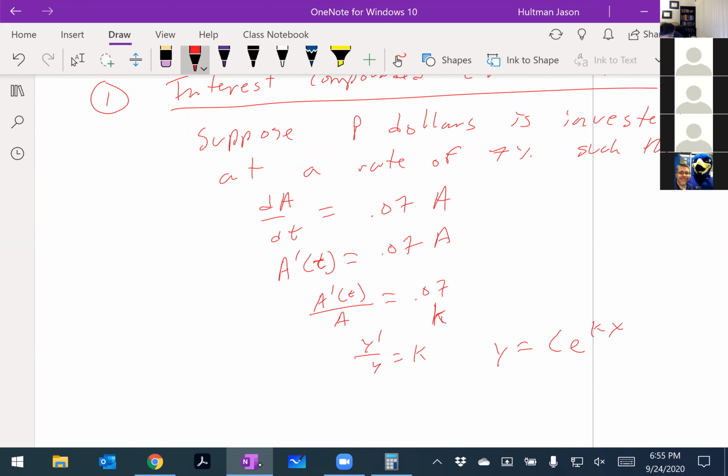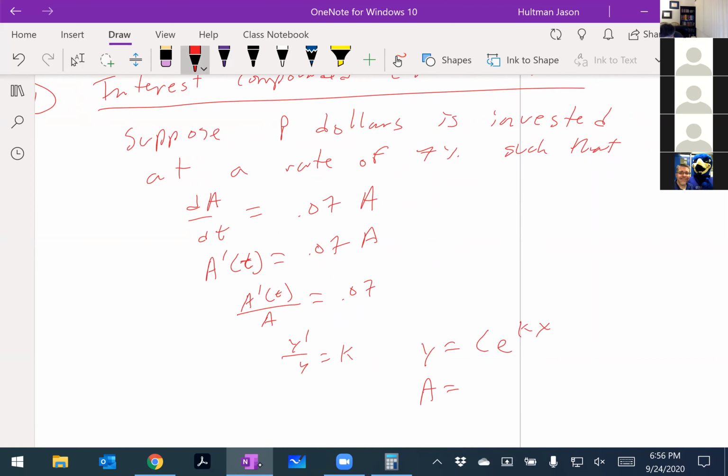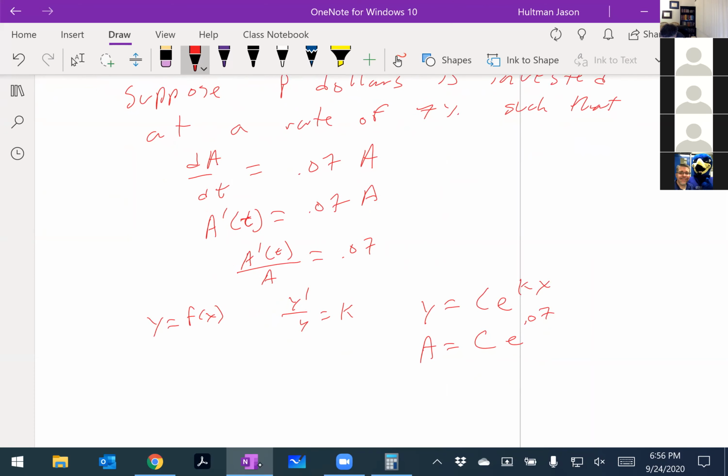In this case, we just have to figure out what we are dealing with. We're dealing with A instead of y. So A is equal to Ce to the k, which is 0.07, times x. But y is usually a function of x. We could say that y is equal to f of x. So we could change this y prime into an f prime of x, and it's f prime of x over f of x is equal to k. So this y I could write as f of x as well.